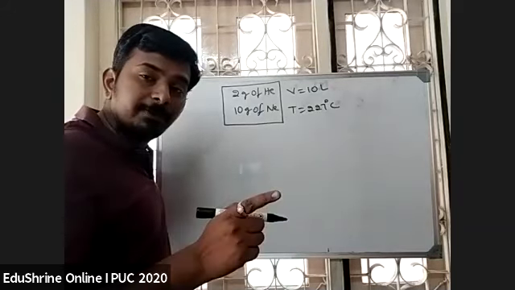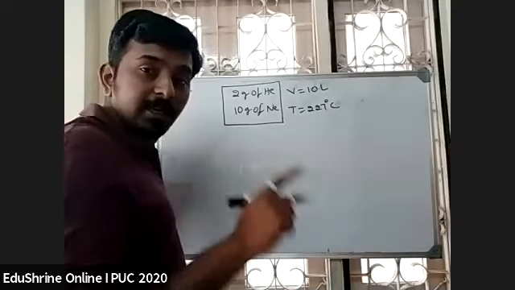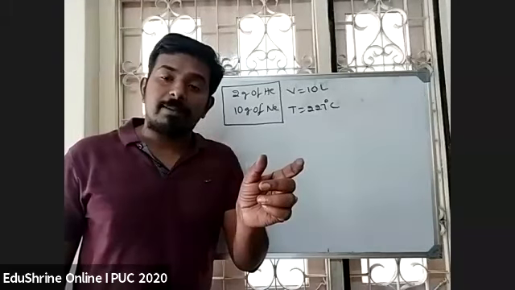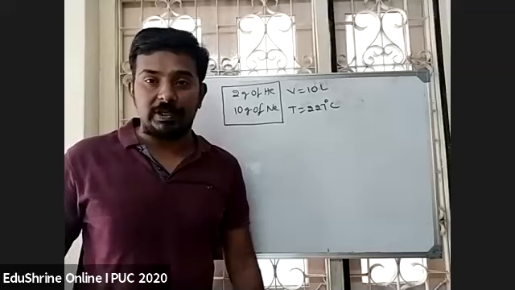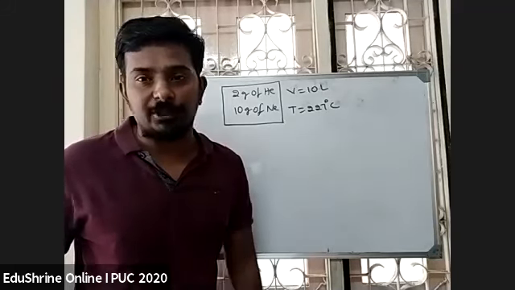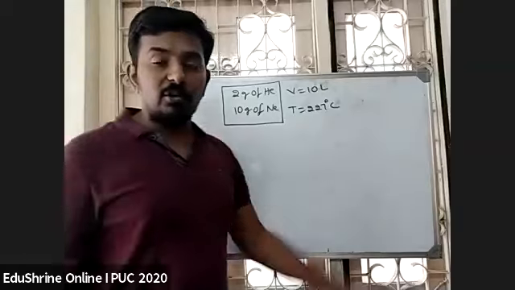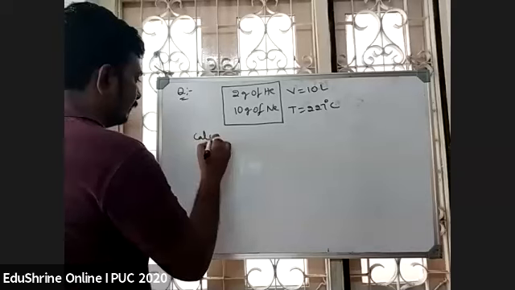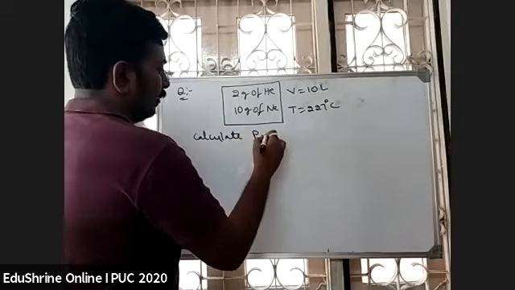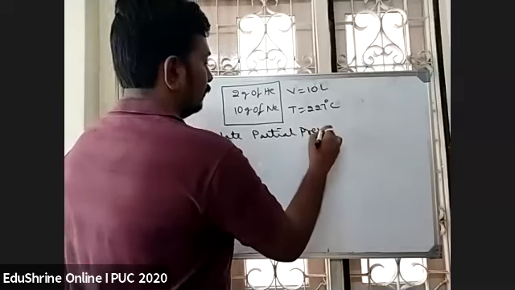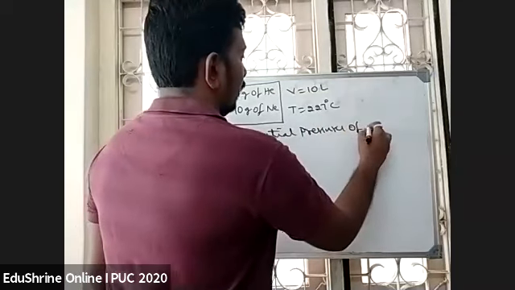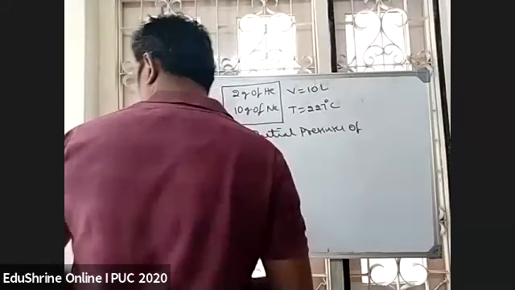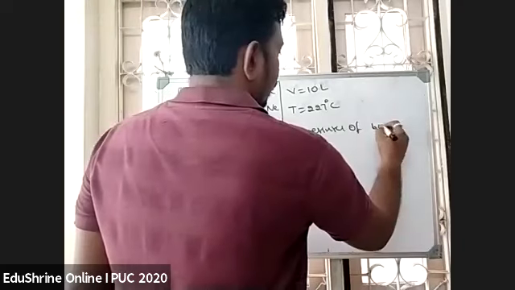The law fails if there are reacting gases. Right? You cannot apply it for any other gases. Because if some gases are reacting and some gases are not reacting, total pressure will be changed completely. So none of the gases should be reactive. Okay. So temperature is 227 degrees centigrade. Volume is 10 liters. Now calculate the partial pressures of individual gases. Partial pressures of both the gases.